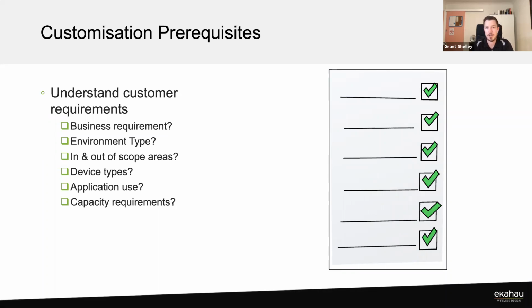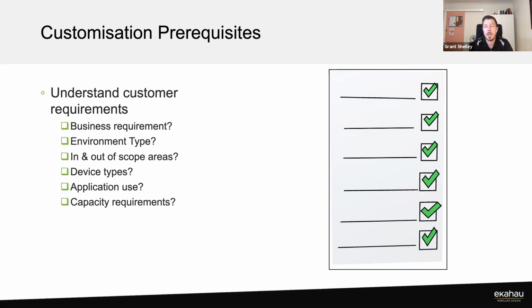Next would be application use. So, are we talking about voice application? Are we doing large file transfers? Are we doing video conferencing? Right now I'm doing a voice and video application, or a video conference. So that's going to utilize more bandwidth than if I was just associated to the network, typing up some emails to the other Ekahau team members in Asia Pacific, for example.